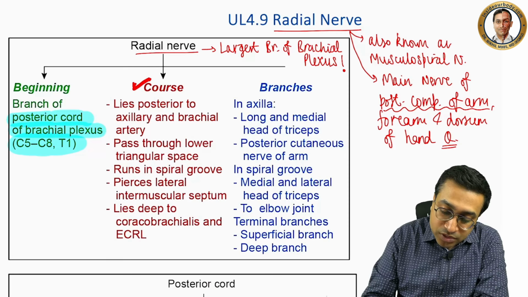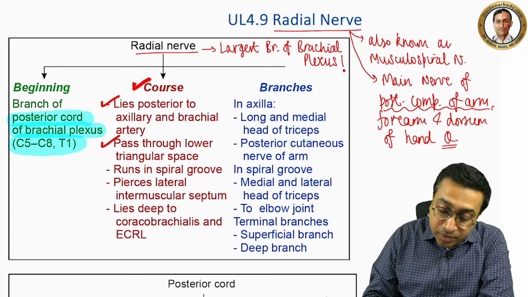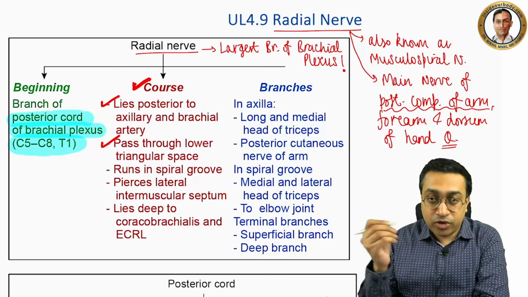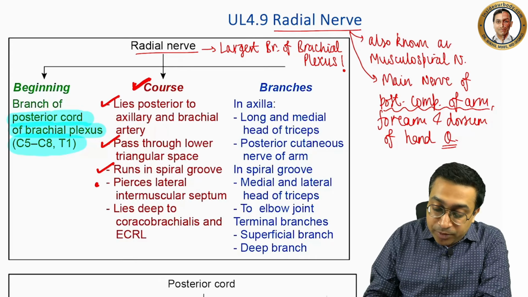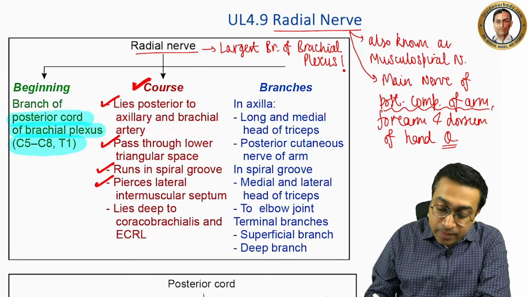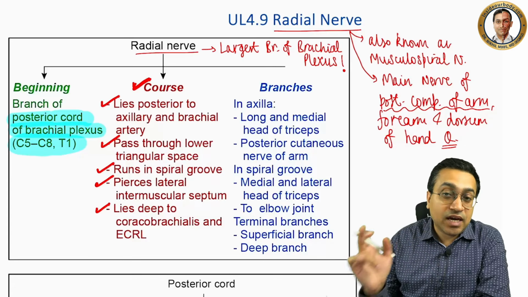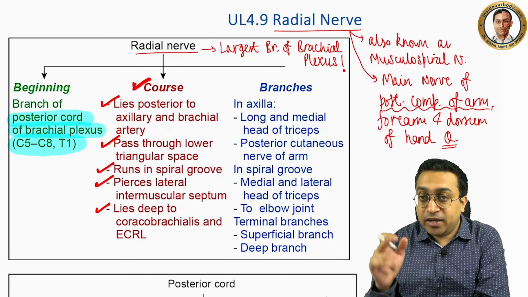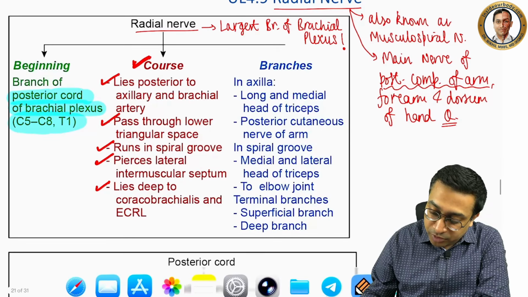Course. So we have understood it lies posterior to the axillary and brachial artery, passes through the lower triangular space, we have already covered previously. It runs in the spiral groove, we know that. It pierces the lateral intermuscular septum, that also we have seen, and it lies deep to the coracobrachialis as well as ECRL, that is the extensor carpi radialis longus. This point we have not seen, let me show you.